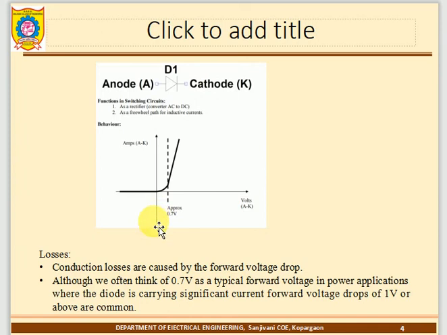So what about the drop of the diode? 0.7 volt if it is a silicon diode. For other diodes it increases to 1 volt and above. What about the loss? Conduction losses occur in that forward voltage drop condition. So this is the background of the diode. The diode is an uncontrolled device.